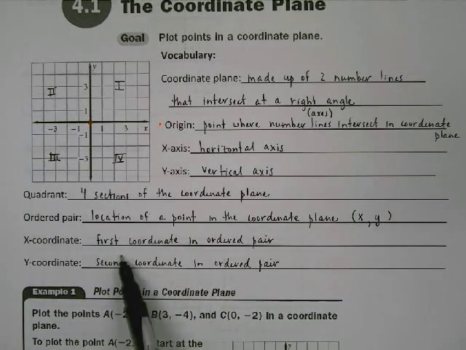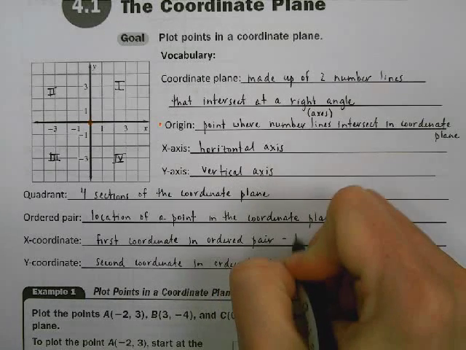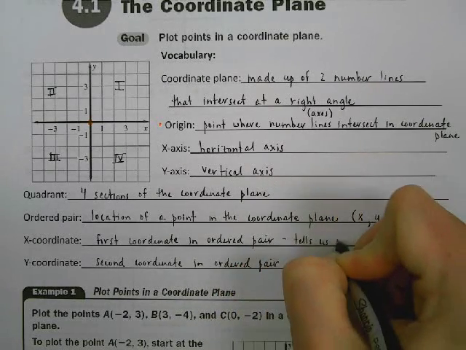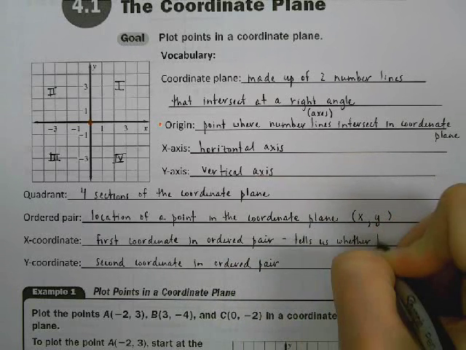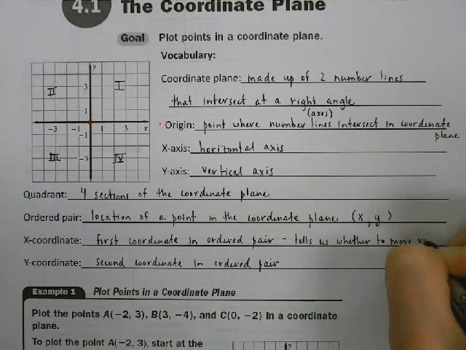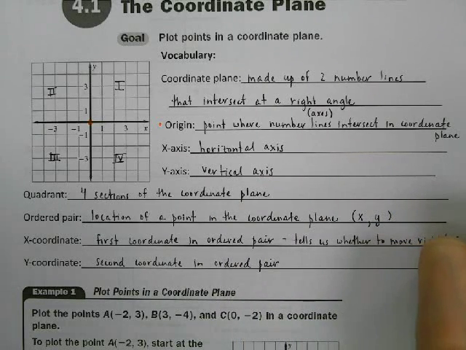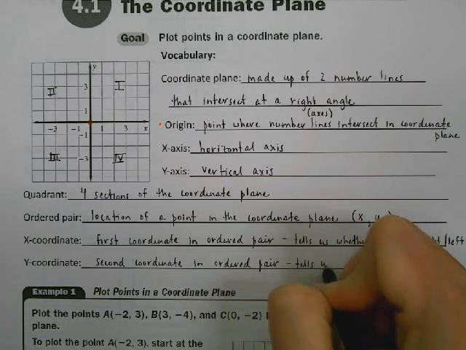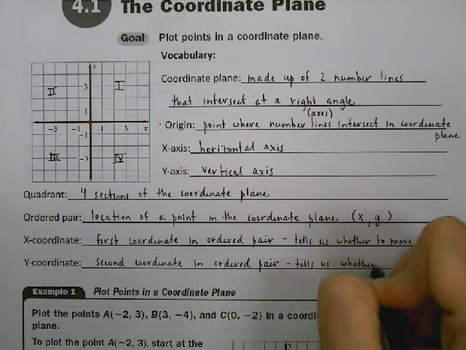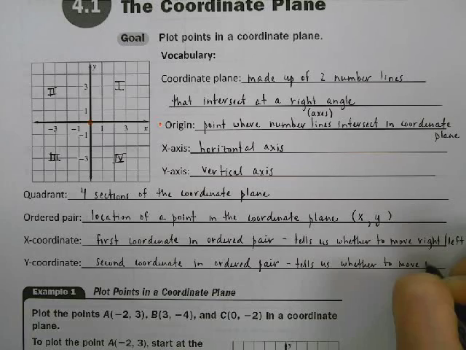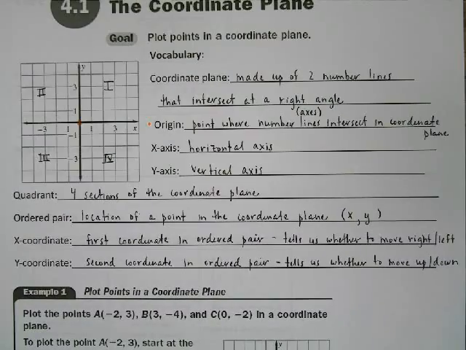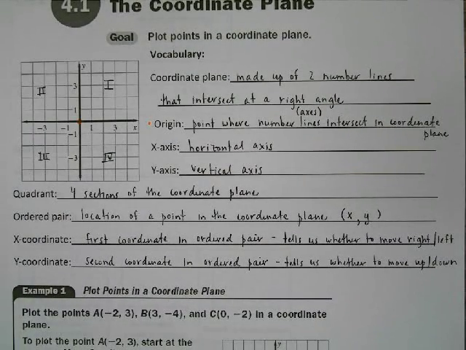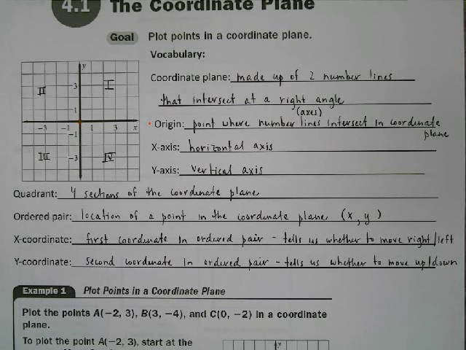Now, one thing I want to bring up here: the x-coordinate, the first coordinate, tells us whether to move right or left. And we'll look at that in a minute. And then our second coordinate is going to tell us whether to move up or down. And we'll talk about what exactly that means in just a second here. So that's our main vocabulary for right now, and we'll be using it all throughout this chapter as we go through graphing.